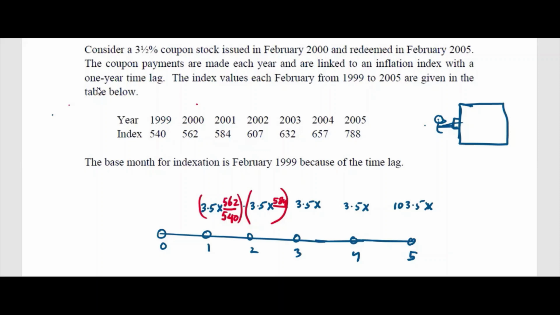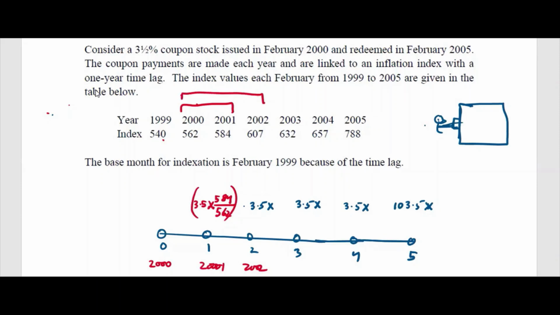How you have to apply? This way. Sorry, I used it wrongly because this is 2000, right? Remember, this is 2000. This is 2001. This is 2002. So 2000 to 2001. Here the change is this. So this is the first one, 584 by 562. This is what you will get. Second time, it will be like this, from here to here. In 2000, you invested. So for 2 years, you have to calculate, not from here to here. So it should be 607 divided by 562.